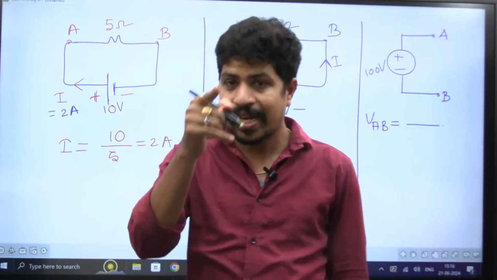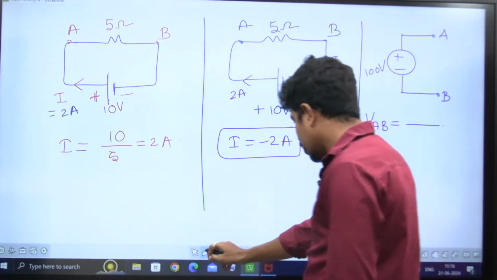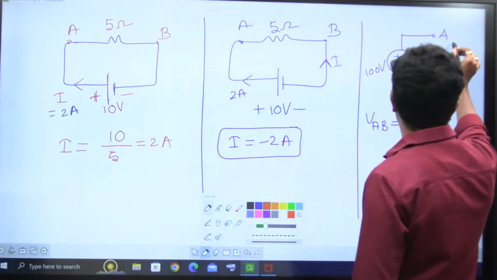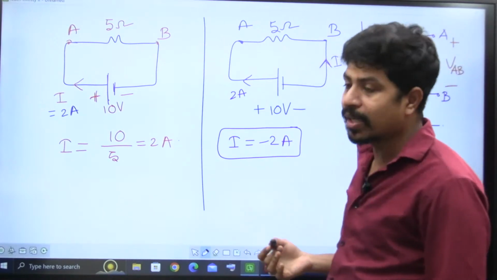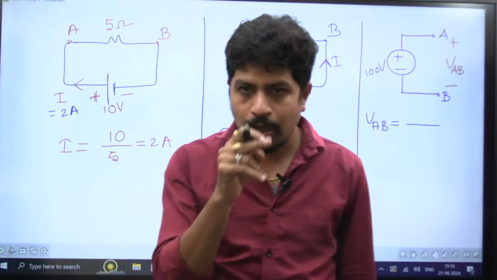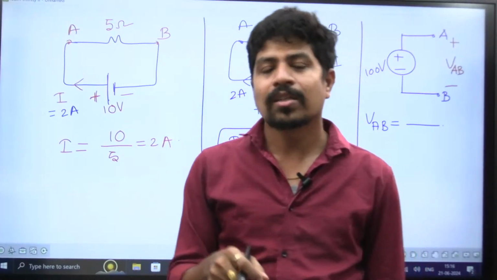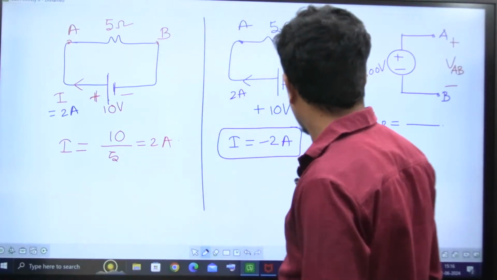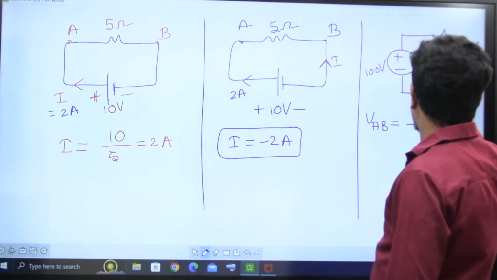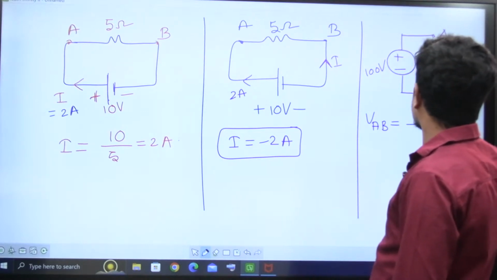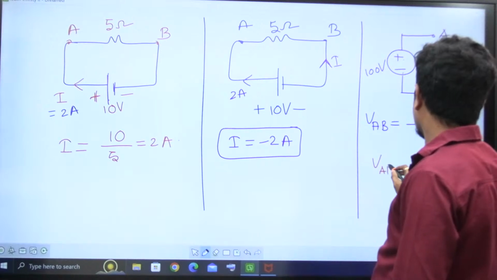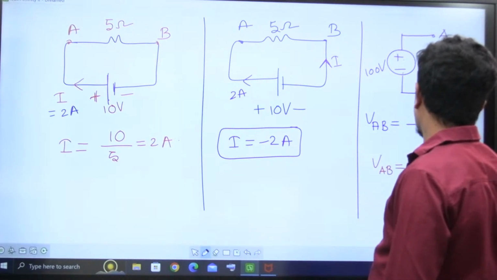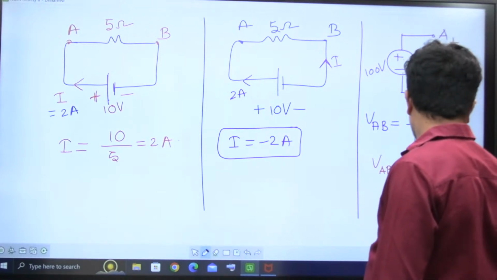Means first point is A, next point is B. Means you put plus at A, minus at B, and write down VAB this way. I repeat, if he wants VAB, then you put a plus at A, minus at B, then put VAB. Now this VAB, plus is matching, minus is matching. Therefore, I can write that VAB is equal to 100 volts.